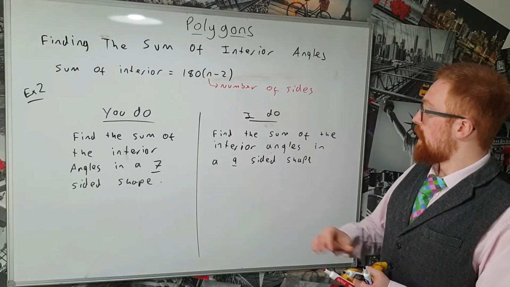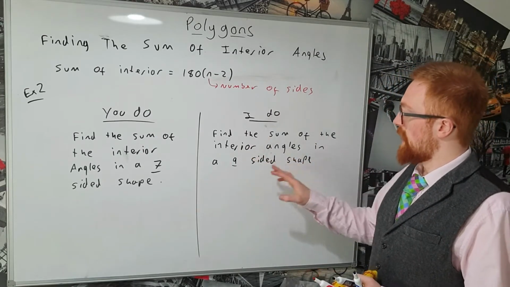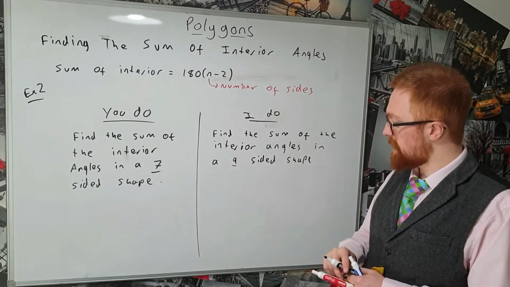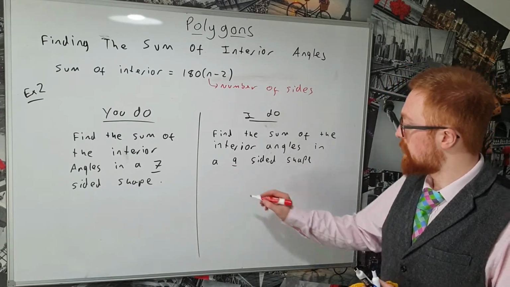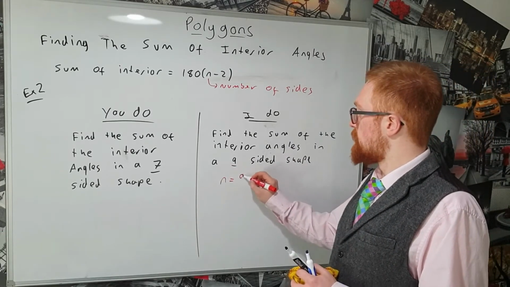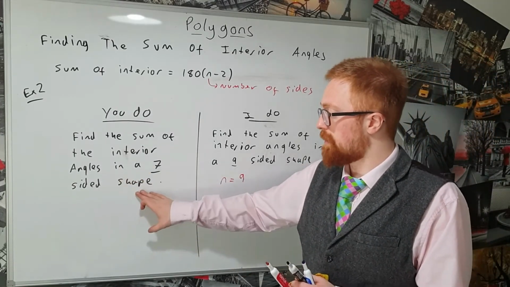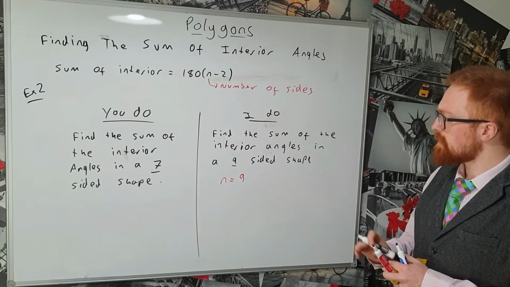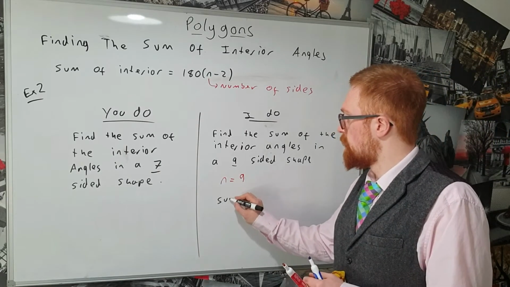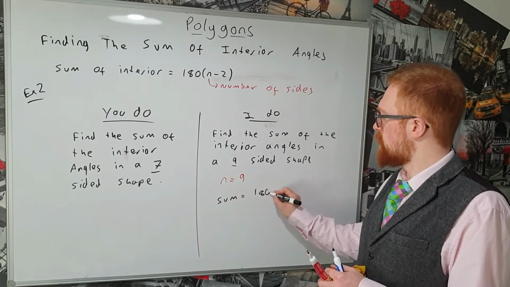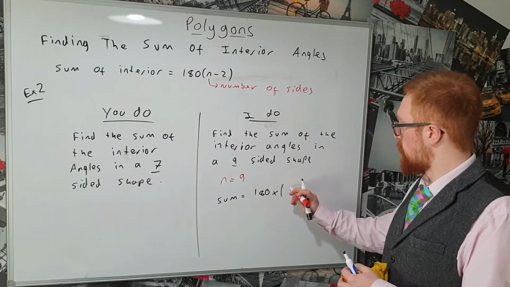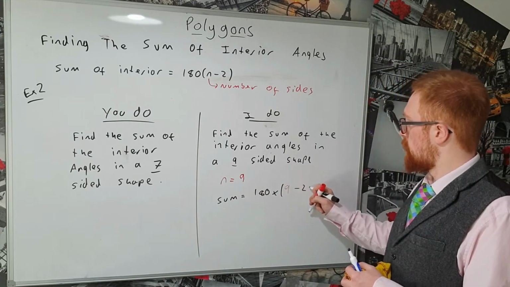So, find the sum of the angles in a 9-sided shape. So in this case, because we've got 9 sides, that tells me that n is equal to 9. Just have a little bit of a think about what n should be in your question. Okay, so now let's substitute that in. So the sum is equal to 180 times by 9 minus 2.